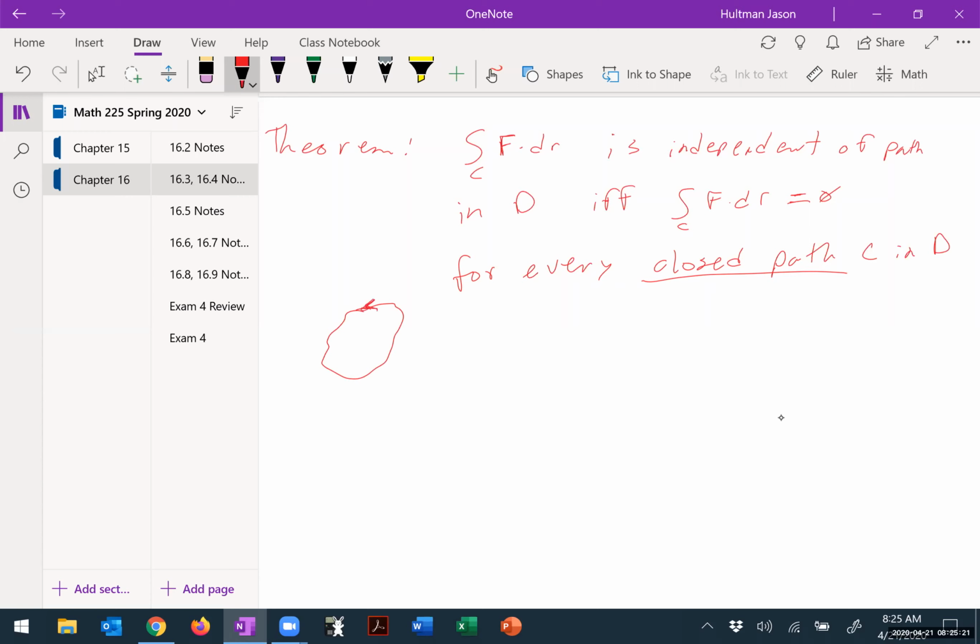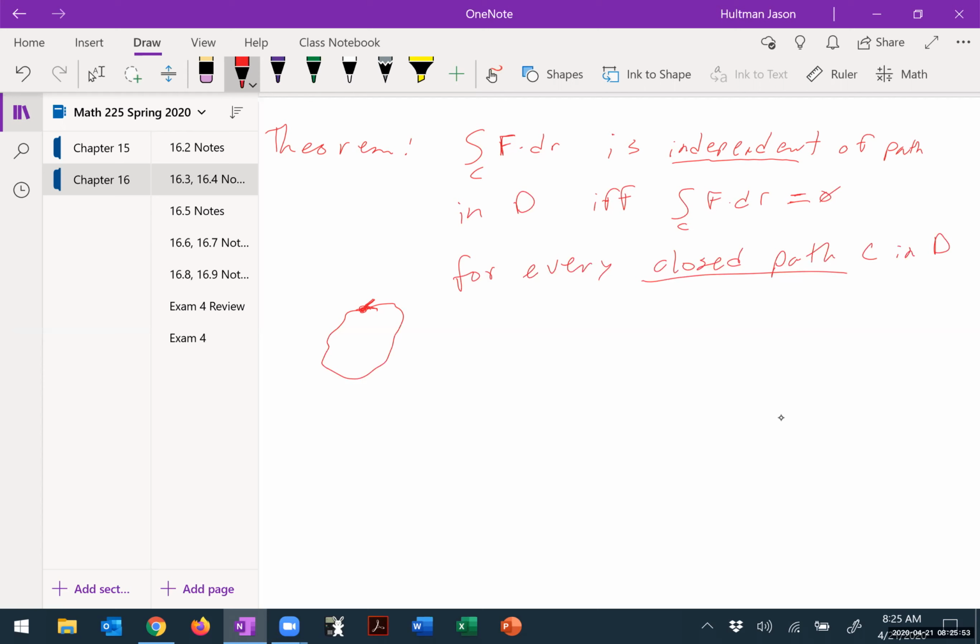You have a starting spot and you have an ending spot. If after I go around this entire line integral, all of the paths add up to 0, all of the integrations add up to 0, meaning that it was just as high on one side as it was low on the other, then we say that this is independent of path, meaning that it doesn't matter which direction you go, you're going to end up with the same result.